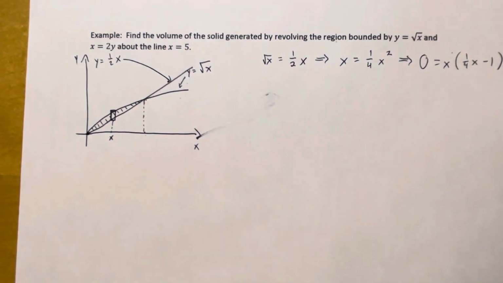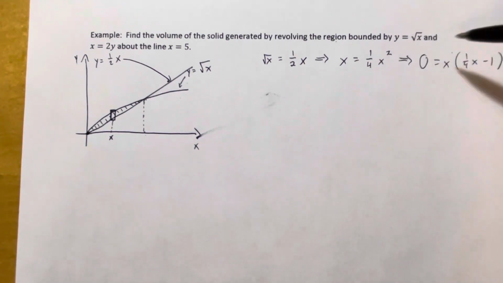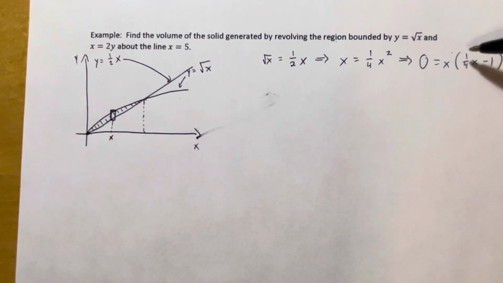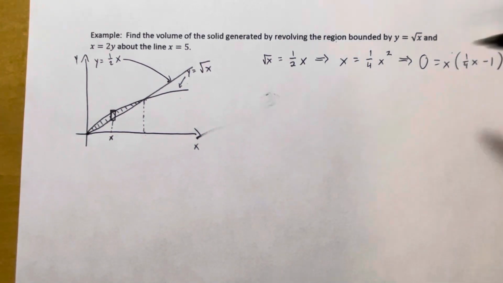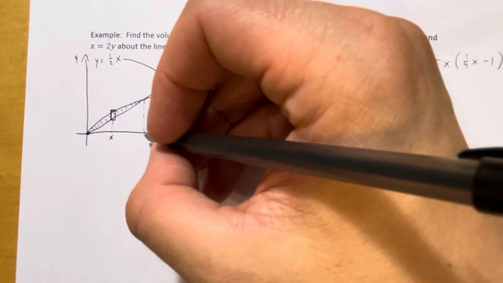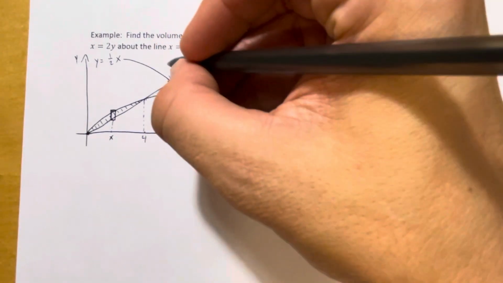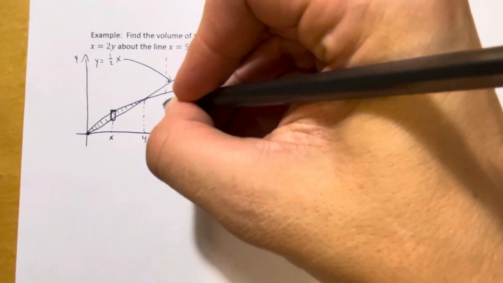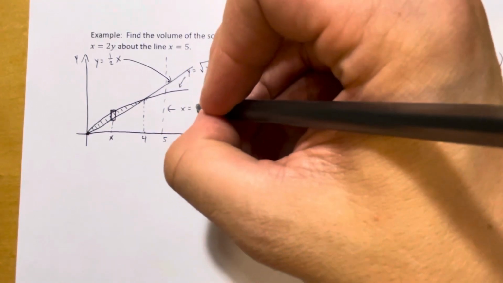Hopefully you can see that that is what this thing would factor to once I move everything over. Okay, so what are the solutions to this? x can either equal 0 or it can equal 4. So 0 gives me the left endpoint here, 4 gives me the right endpoint. And we're revolving this thing around the line x equals 5. So this is the line x equals 5 right there.